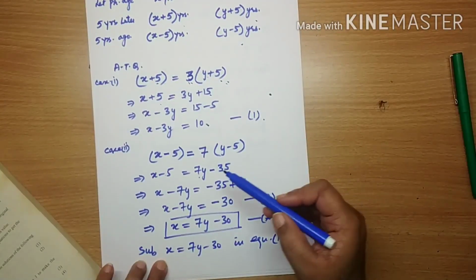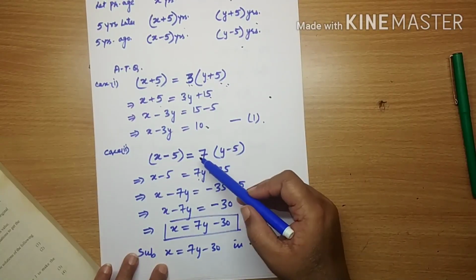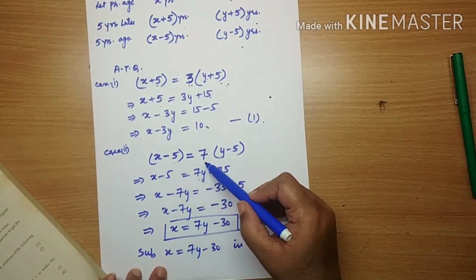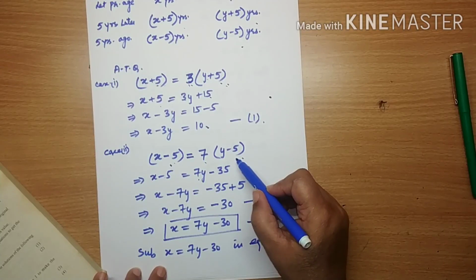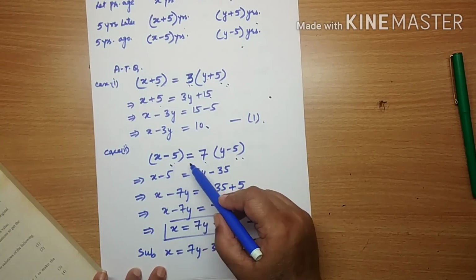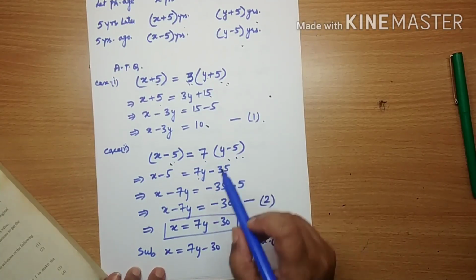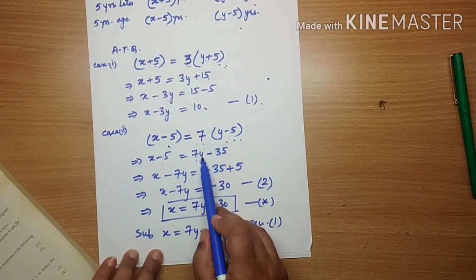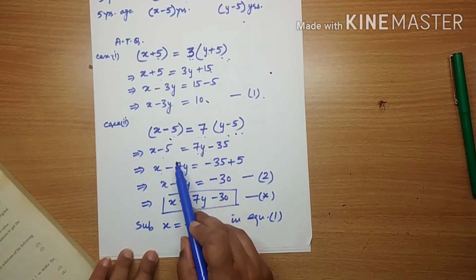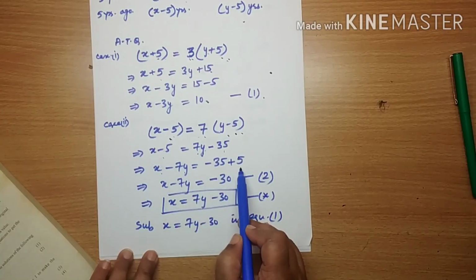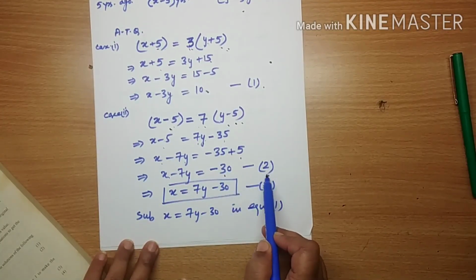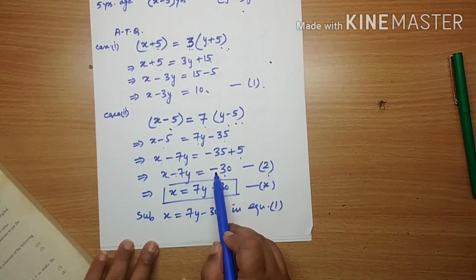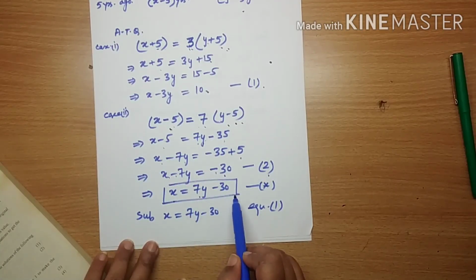Second, he said before 5 years, that is 5 years ago, Jacob was 7 times his son's age. So this was Jacob's age, x minus 5 years ago, and the son's age 5 years ago was y minus 5. So x minus 5 is 7 times y minus 5. So x minus 5 is 7y minus 35. x minus 7y is minus 35 plus 5. x minus 7y is minus 30. This is the second equation. So if I transpose 7y to the other side, I get x is equal to 7y minus 30.